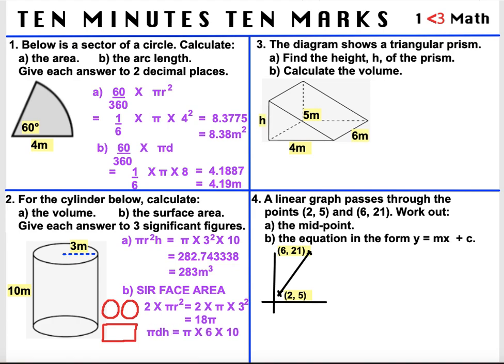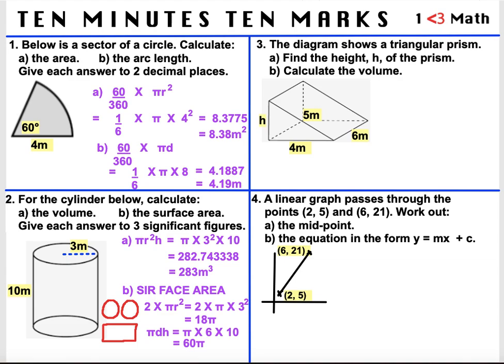Now the curved surface area, it's basically the circumference of the circle. When you unroll it, the top measurement is going to be the circumference, which is pi d, and we're going to times that by the height. So it's going to be pi times diameter. Diameter is 6 because the radius is 3, and we're going to multiply that by 10. So that gives us 60 pi.